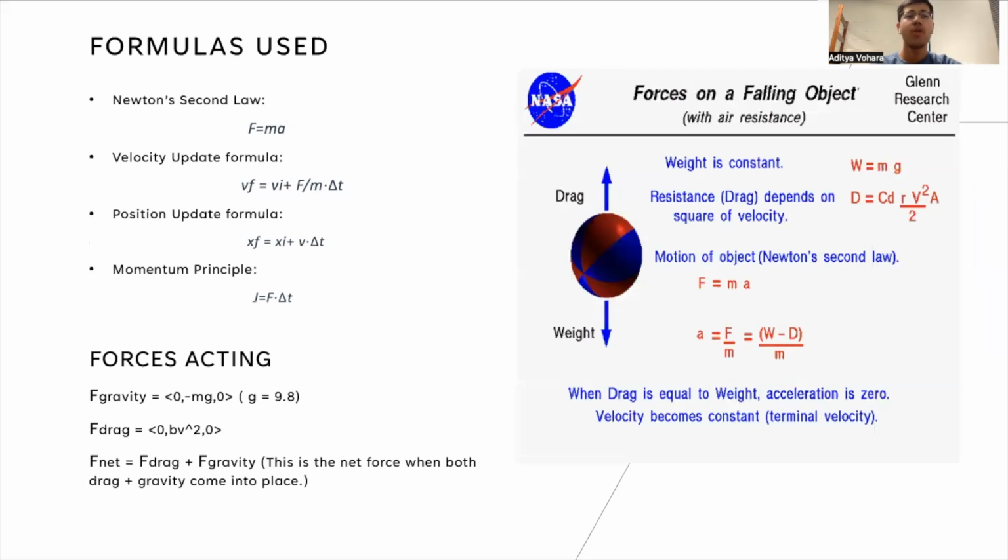The formulas used are Newton's second law, which is F equals ma, the velocity update formula, the position update formula, and the momentum principle. The forces acting in this experiment are the force of gravity, which is <0, -mg, 0>, and the force of drag, which is <0, bv², 0>. Thus, we can see that the force of gravity is acting in the negative direction, whereas the drag is acting in the positive direction. F net is the force of drag plus the force of gravity.